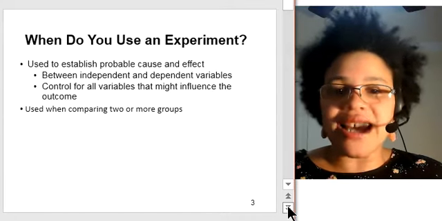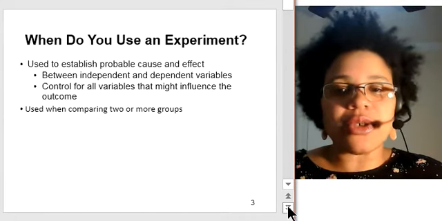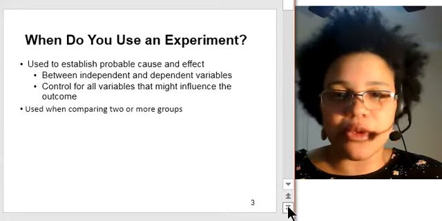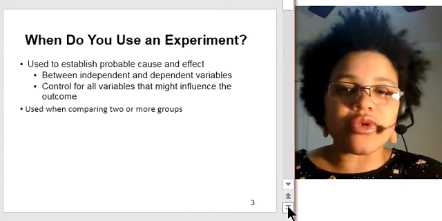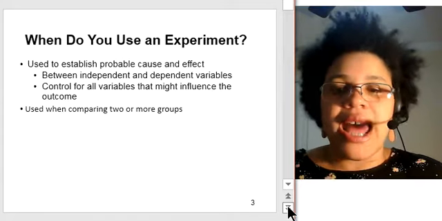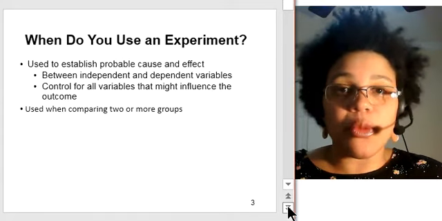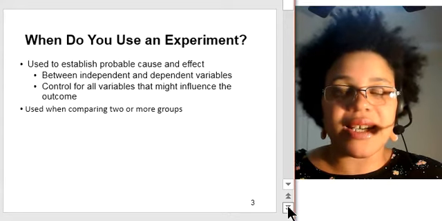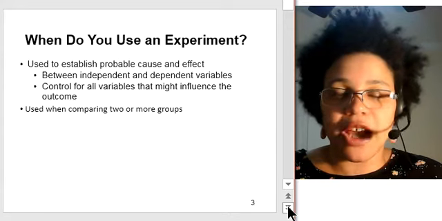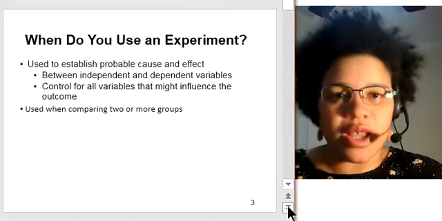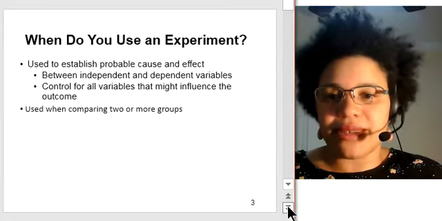When do you use an experiment? You use it to establish probable cause and effect between an independent and dependent variable, and you want to control for all variables that might influence the outcome. And we use it when we're comparing two or more groups. And generally, as part of the design of an experiment, you will be comparing two or more groups or comparing an individual at two or more times.